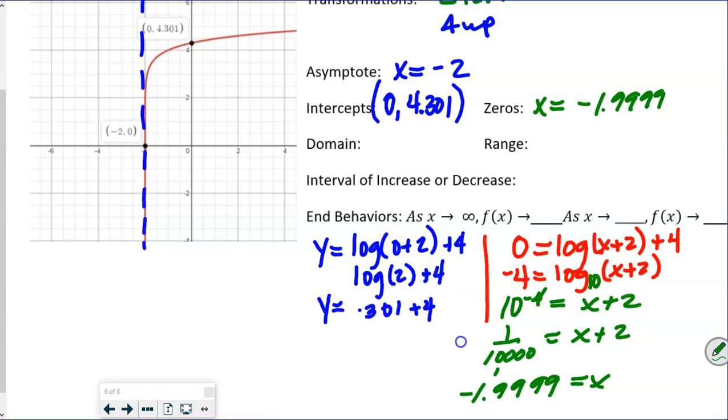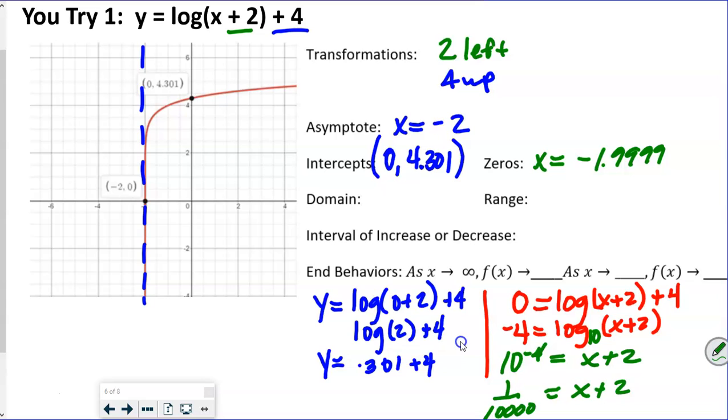So then let's talk about our domain and range again. A domain is going to be what? X is going to be greater than, this time, our -2, because that's where our asymptote is. Our range is going to be all real numbers. This is still going to have an interval of increase, right? And what can we say about where it's increasing from?